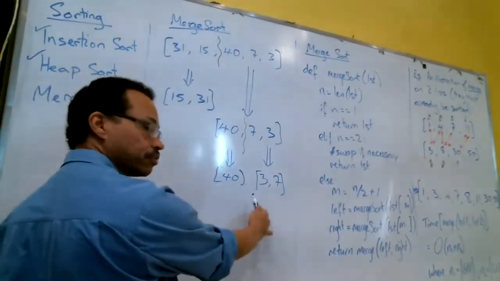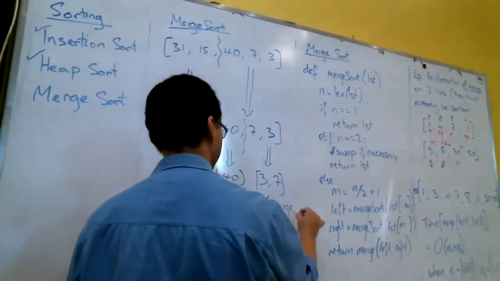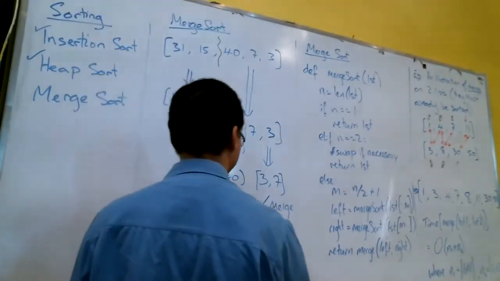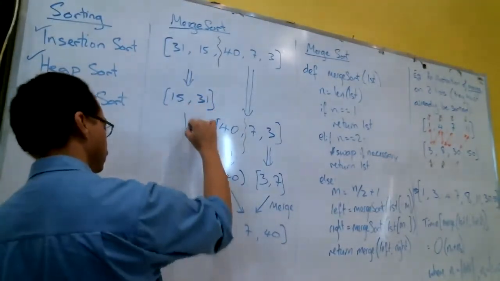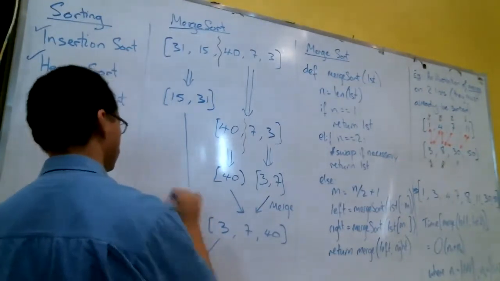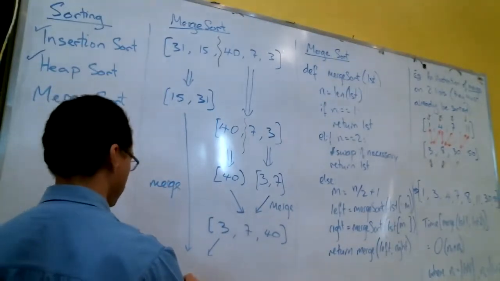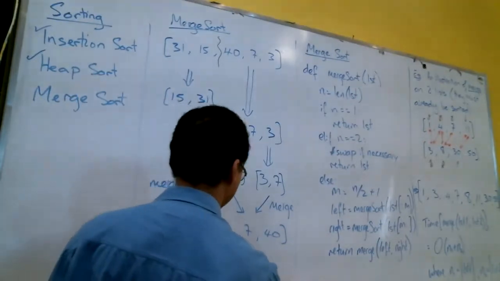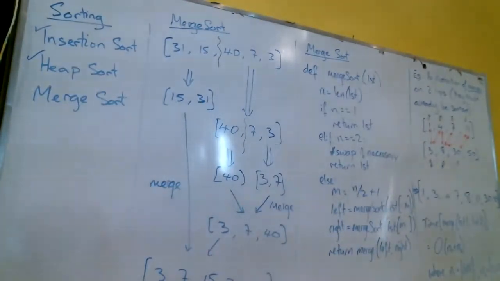And then you'd merge these two. And when you merge them, you're going to end up with 3, 7, and 40. And then you'll be merging these two. And when you do that, you'll end up with 3, 7, 15, 31, 40.